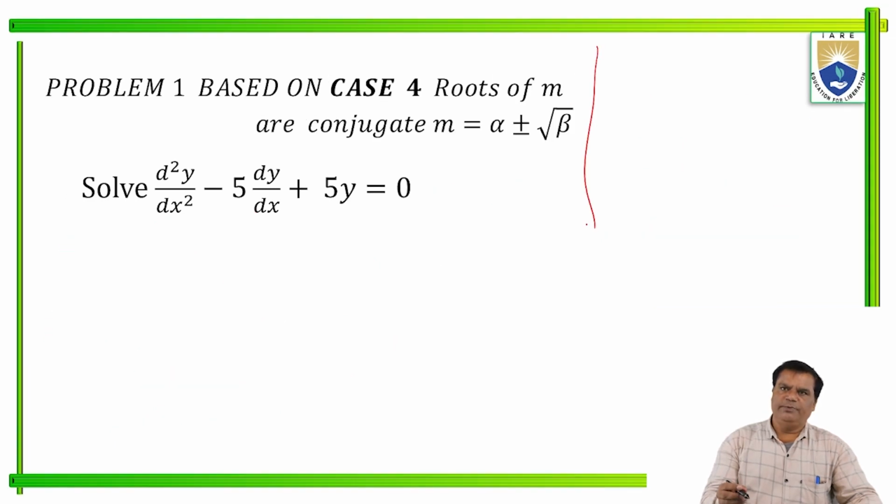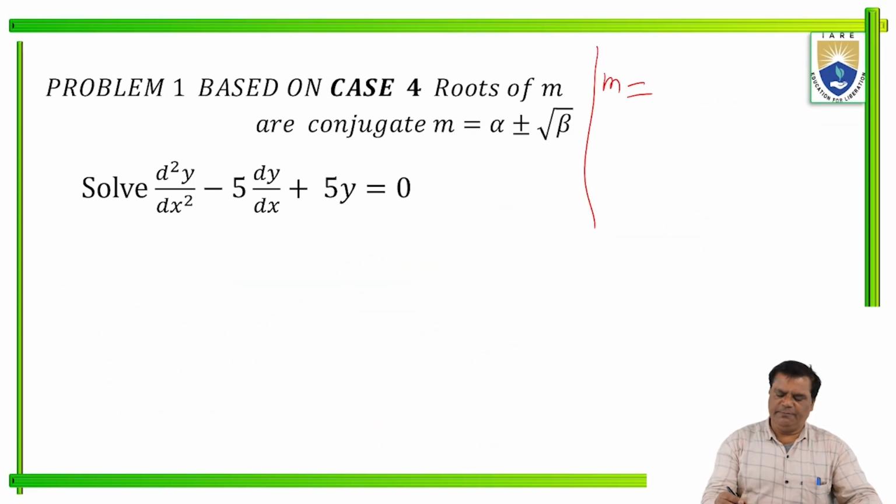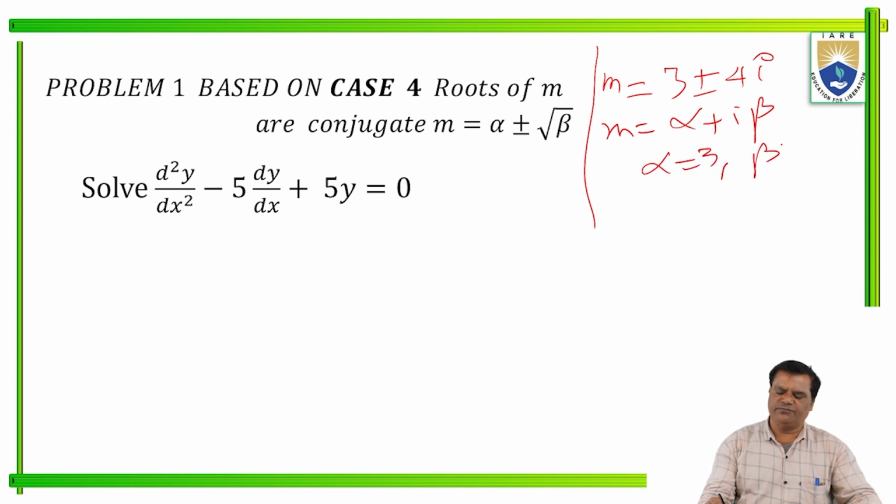So here I am solving this. m equal to what result here? 6 plus 8, any 3 plus minus 4i. This is alpha plus minus i beta. So m equal to here, alpha is 3 and beta is 4.